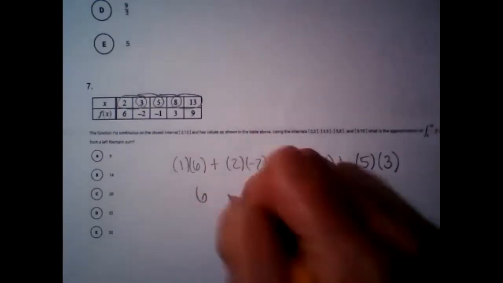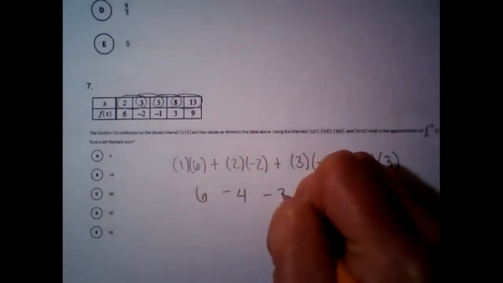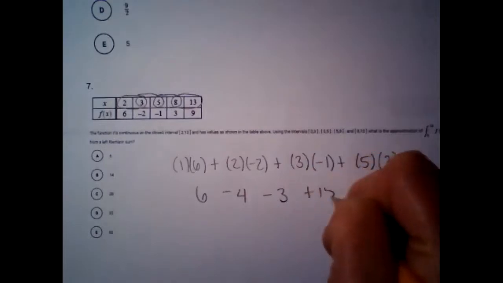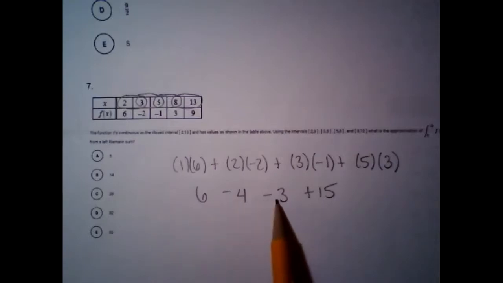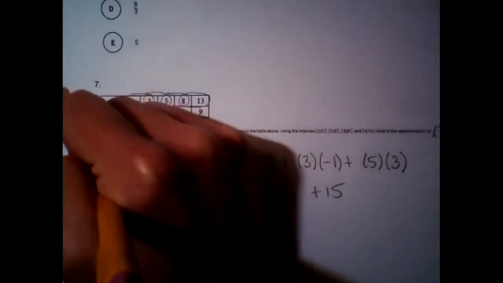So this is 6 minus 4 minus 3 plus 15. So gosh, what is that? -2 minus 3 would be -1 plus 15 would be 14. So B.